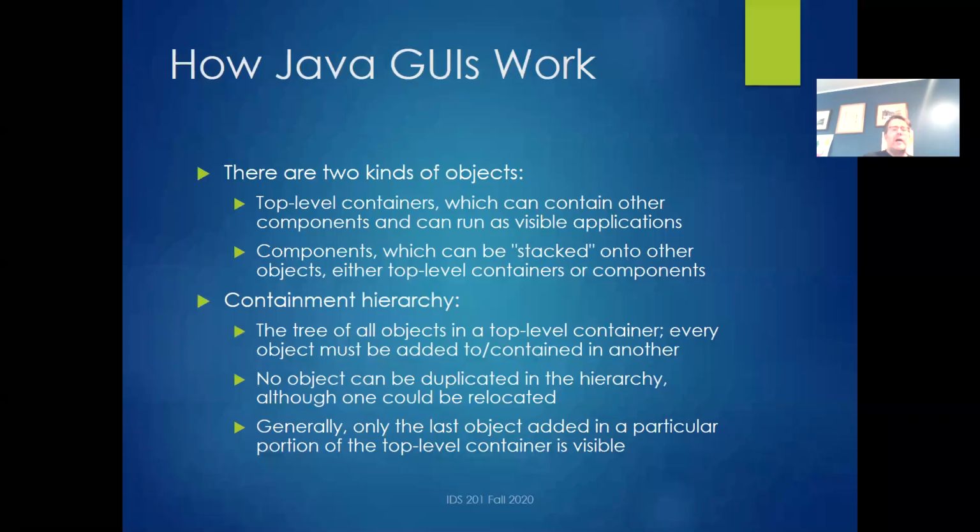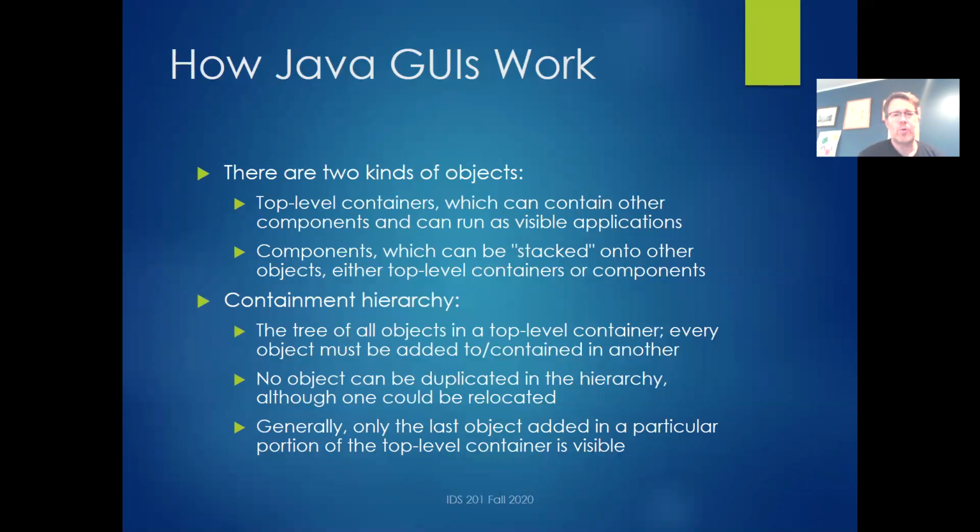Number one, how Java GUIs work. There are two kinds of objects that go into GUIs. Number one, top-level containers. Those are application windows. These top-level containers contain other components, and they run as visible applications. In my Connect 4 application, the frame that I ran everything in was the top-level container. The others are components, which can be stacked onto other objects, either top-level containers or components.